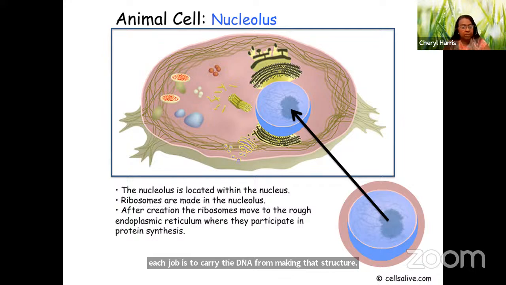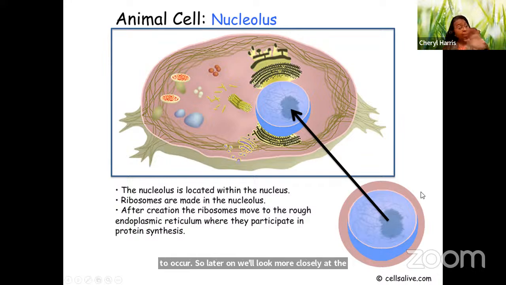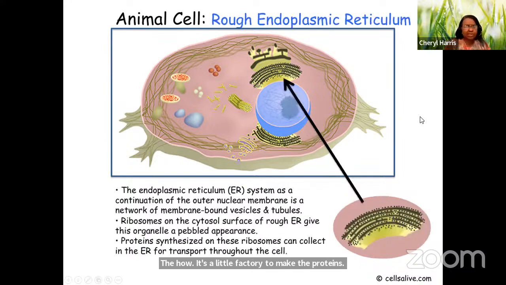And then once that structure is made, it goes to, and it tells you it's going to the endoplasmic reticulum, which is these folded structures on the outside of the nucleus. It goes there, and all those little round dots, because ribosomes are little round dots, they sit on the endoplasmic reticulum. Okay, and then that's where protein synthesis is going to occur. So later on, we'll look more closely at the structure of the ribosome and how it's a little factory to make the proteins. All of these can be considered little factories because they do something to make something.